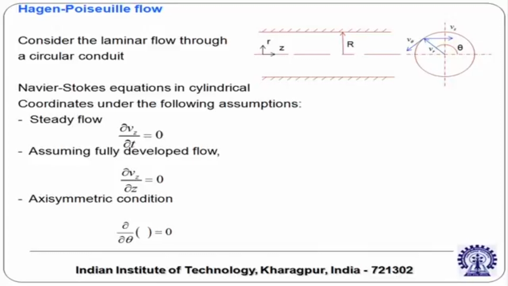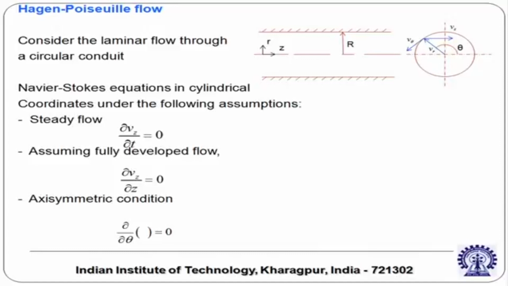The flow is steady, so that del Vz del t equal to 0. The flow is fully developed, so del Vz del z is equal to 0. It is just like del u del x equal to 0 for a rectangular channel. Here the axial direction is the z direction, so del Vz del z equal to 0, and because of axial symmetry there is no variation with respect to theta.